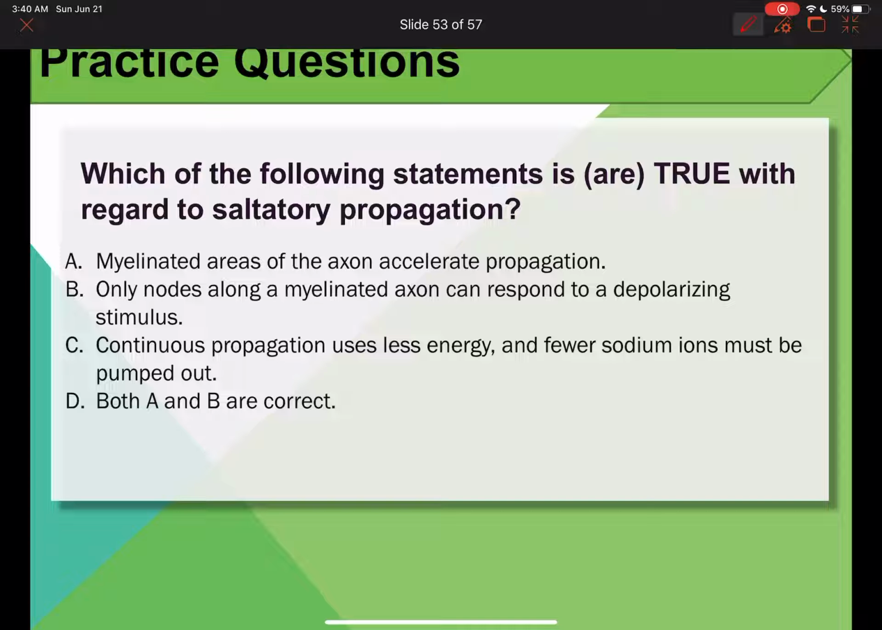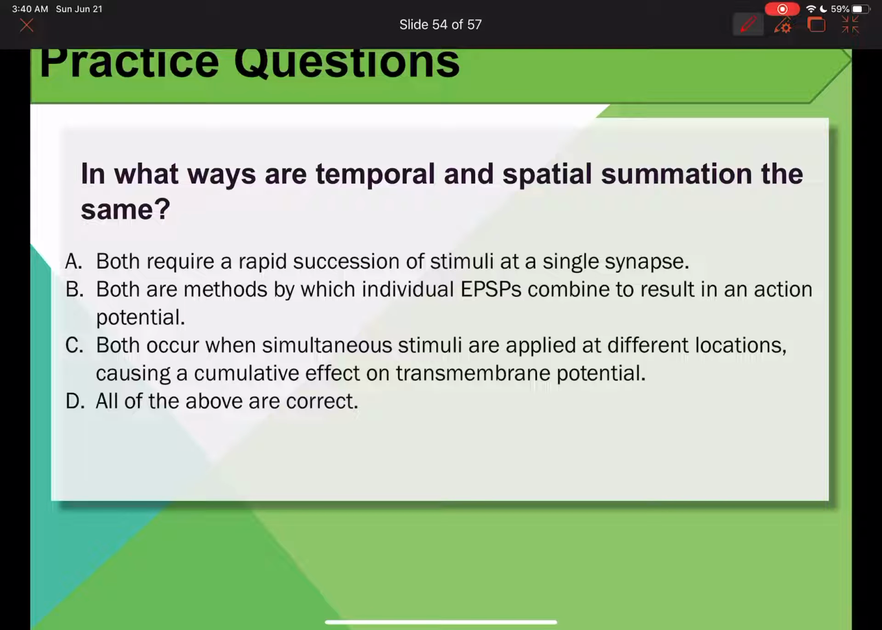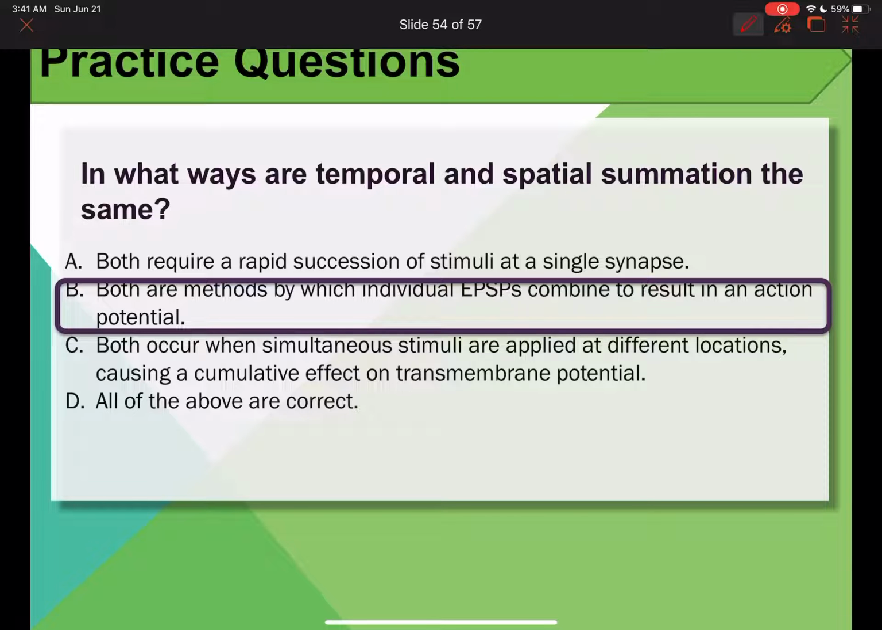Which of the following statements are true with regard to saltatory propagation? Both A and B are correct. They involve myelinated areas which accelerate propagation, and only the nodes are where you have the depolarization stimulus, where the sodium channels are. In what ways are temporal and spatial summation the same? They both cause individual EPSPs to combine, a summation of those graded potentials that's going to activate an action potential. Okay, and that's all I have for you for this chapter.